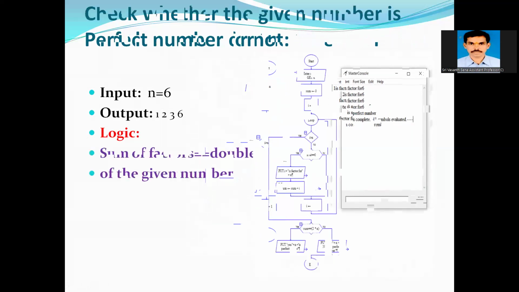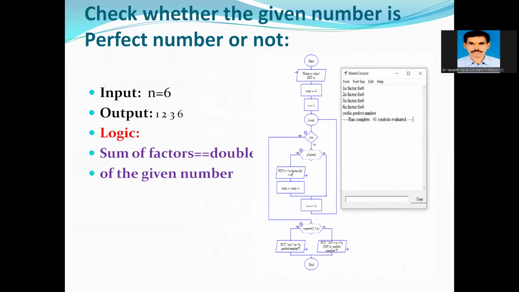Once you find the factors for the given number, you check whether the given number is a perfect number or not. A perfect number is a number whose sum of factors is equal to double the given number. Sum of factors 1 plus 2 plus 3 plus 6 is 12. This 12 is equal to double the given number, 6. So we can say that 6 is a perfect number.